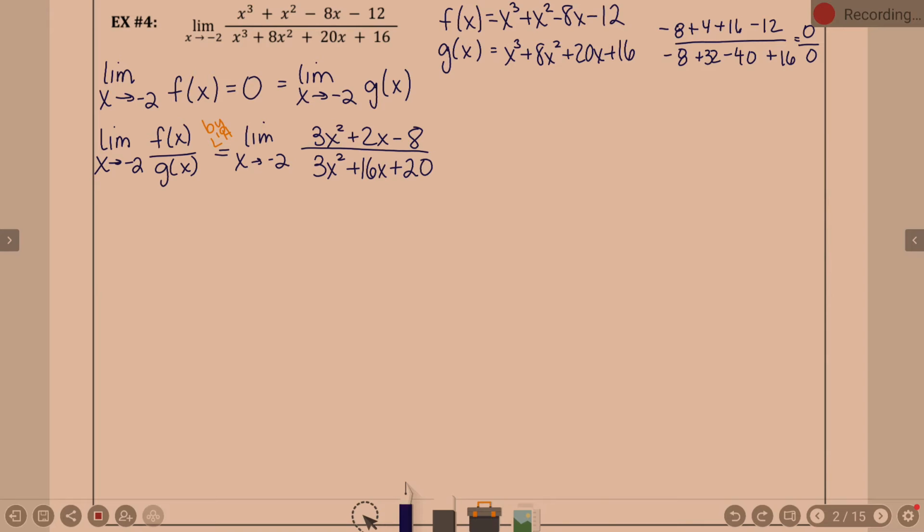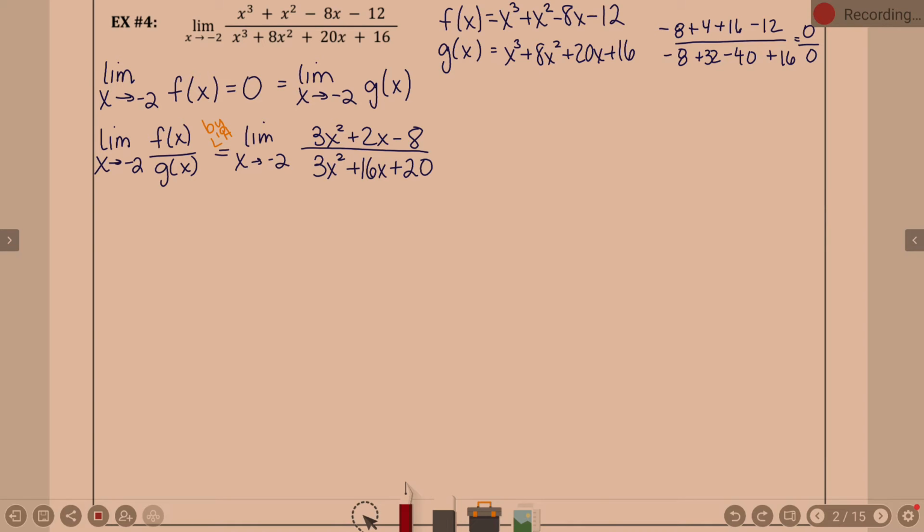On top, I just got 12 minus 4 minus 8. So I got 0 on top, which could just mean we're going to have a 0 answer. However, check that denominator. 12 minus 32 plus 20. So again, we are getting 0 over 0, right? Whether you're doing this in your brain or whether you're calculating. So I'm going to state that both limits equal 0.